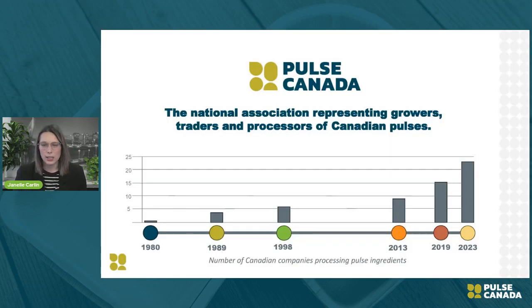Getting started, Pulse Canada is the national association that represents growers, traders, and processors of Canadian pulses. On this slide, I wanted to highlight that Canada in particular has a really long history of processing pulses into ingredients. One of the first ever pea protein fractionators was established here in Canada in the 1980s. Since then, we've seen significant growth in the capacity to process pulse ingredients, including proteins, flours, fibers, starches, and other fractions.